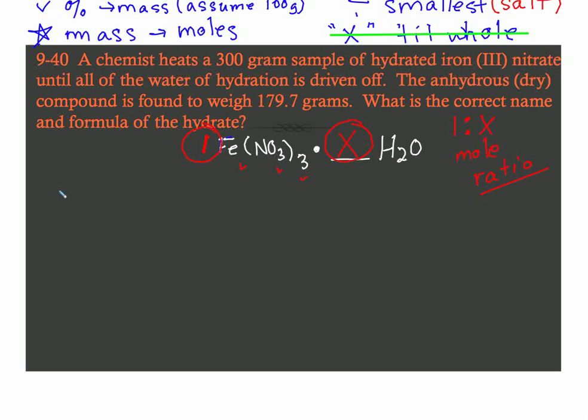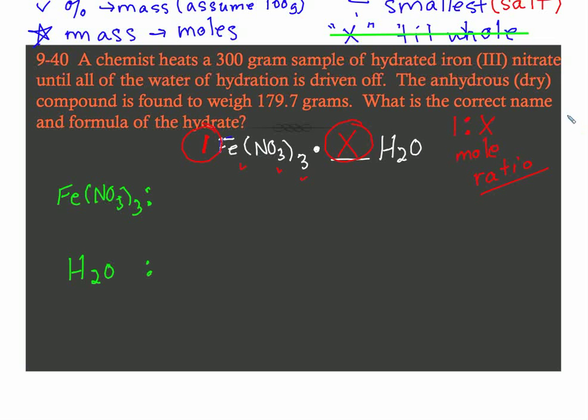All right, let me show you what I think is, there's a couple of good ways to set this up, but I'm going to try this year. Let's set it up how we did it before in our spreadsheet. We have FeNO3 and we have water. Now, percent to mass, we don't need to do because it gave us the mass of our substance. So we didn't need to do the percent part.